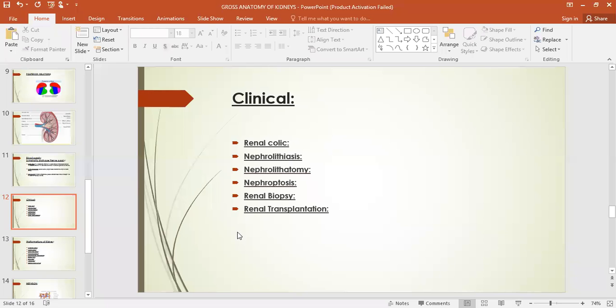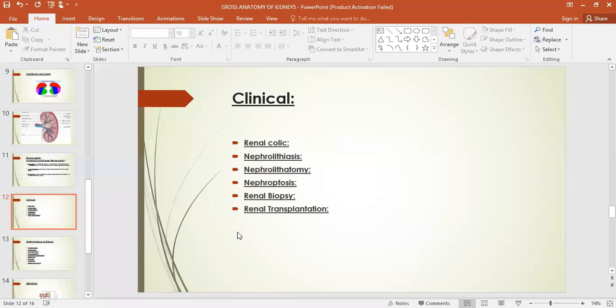And then nephrolithotomy. Removal of the stone of the kidney is called nephrolithotomy, and the removal of the kidney is called nephrectomy. If we remove the stone, it is called nephrolithotomy, and if we remove the whole kidney, then it is called nephrectomy.